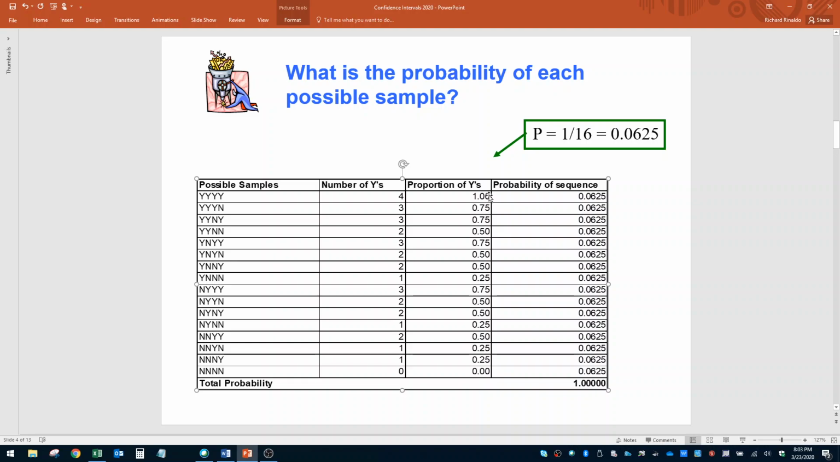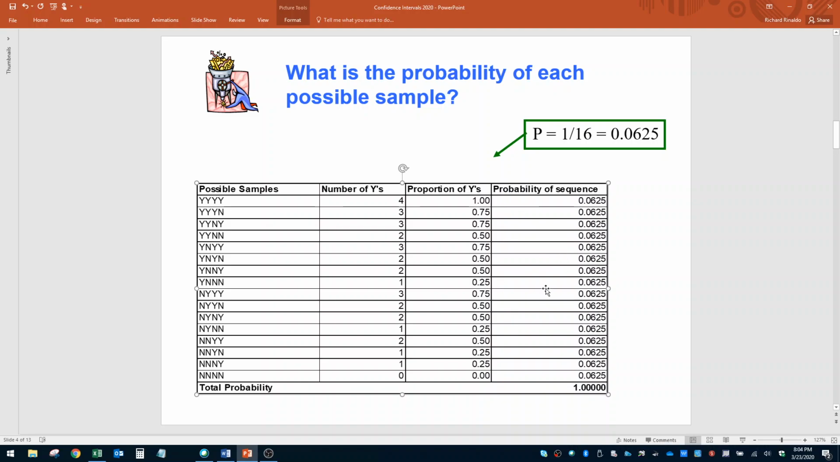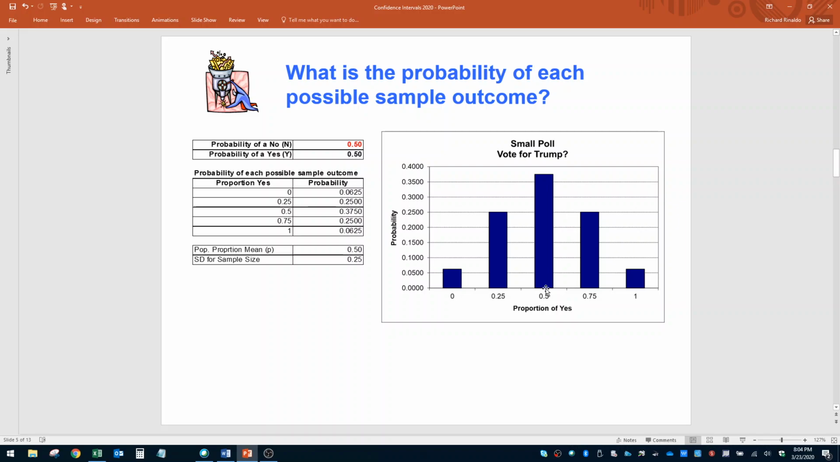I'm now going to add up. All I care about is the proportions or the number of yeses. So I'm going to add up what proportion of the possible poll outcomes would lead to 75% saying yes, they would vote for Trump. So it's 0.0625 plus 0.0625 plus 0.0625 plus 0.0625. I can do that for 0 people voting, or 1 of 4 voting, 2 of 4 voting, 3 of 4 voting, and all 4 voting. And here that is on my next slide.